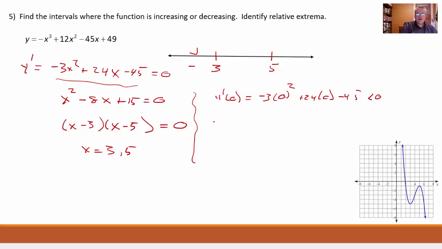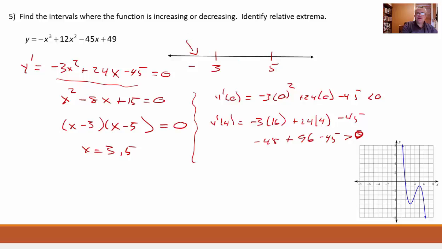So we have y prime at 4 equals negative 3 times 4 squared, that's 16, plus 24 times 4, and then we have minus 45. Okay, that's negative 48. That's plus 96 minus 45, which I believe is 3. All right, I know it's positive, so it's greater than 0. It equals 3, I believe.